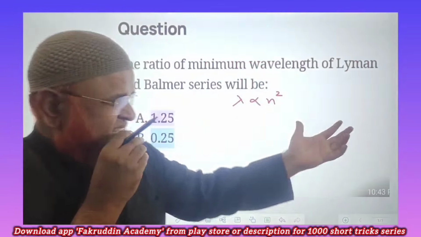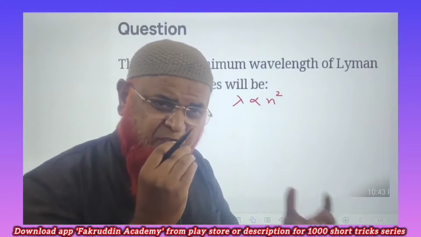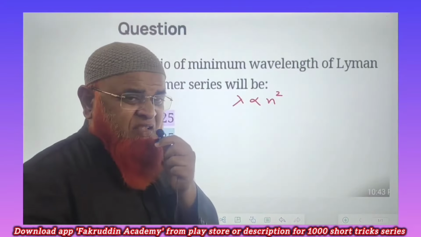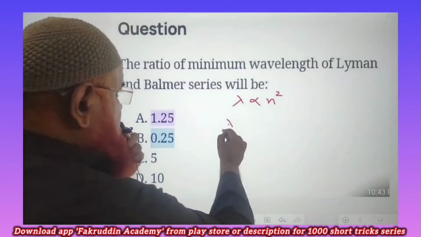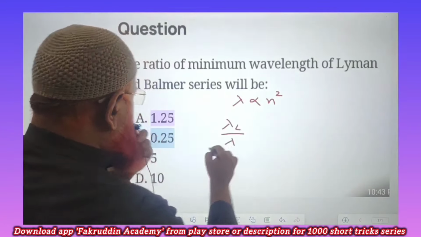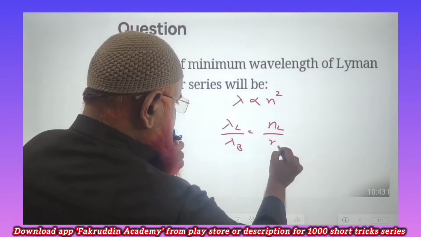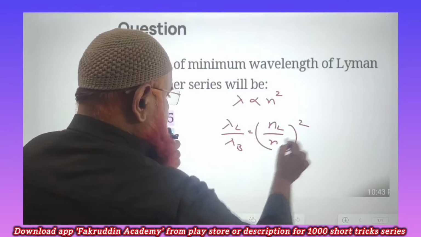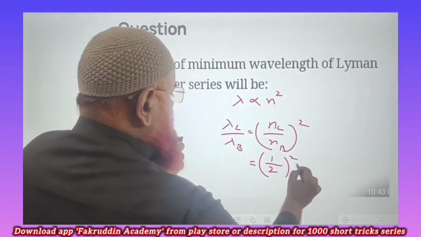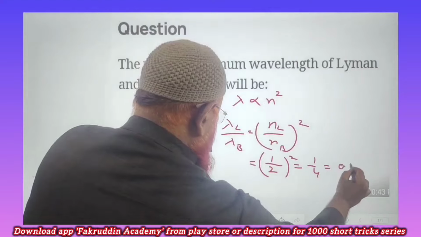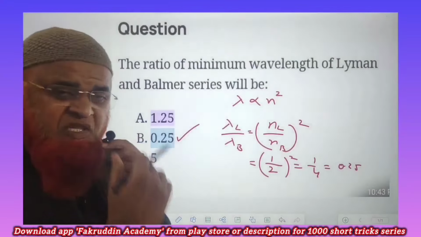Students, see the lengthy methods given in the books. This is not at all necessary. I've got a simple shortcut for you. That is, wavelength is directly proportional to the square of the principal quantum number. You can just see the wavelength of the Lyman series to that of the Balmer series is the principal quantum number of Lyman, over the principal quantum number of Balmer, whole square. So Lyman is 1, Balmer is 2, which is (1 by 2) whole square, which is 1 by 4, 0.25. This is your simple shortcut instead of using these lengthy methods.